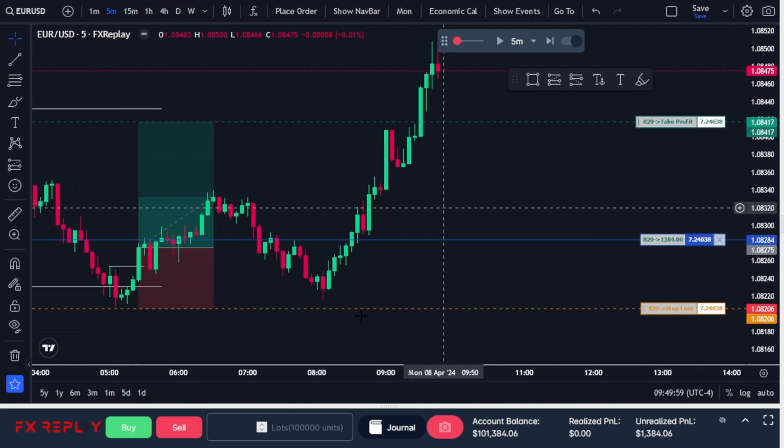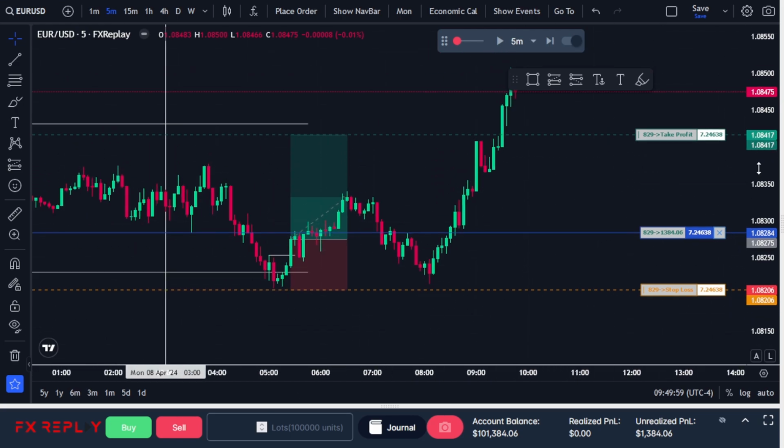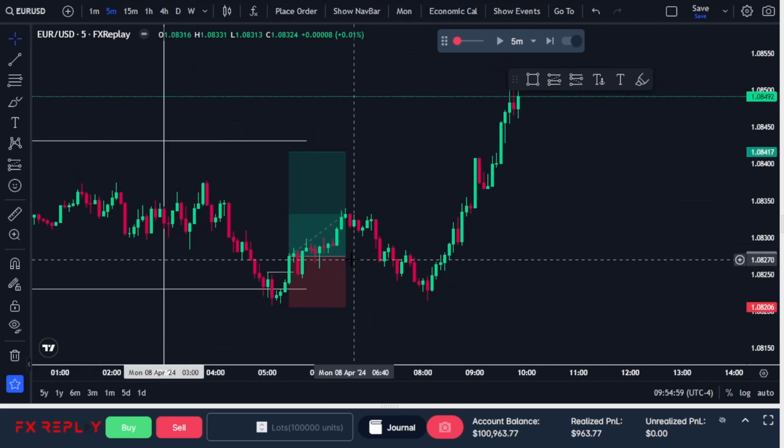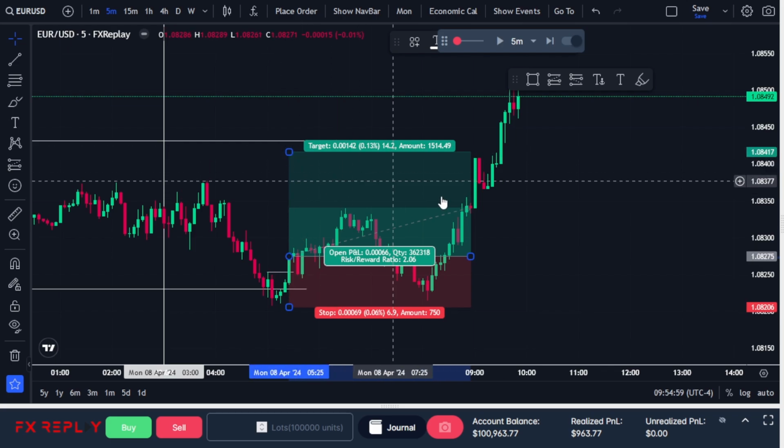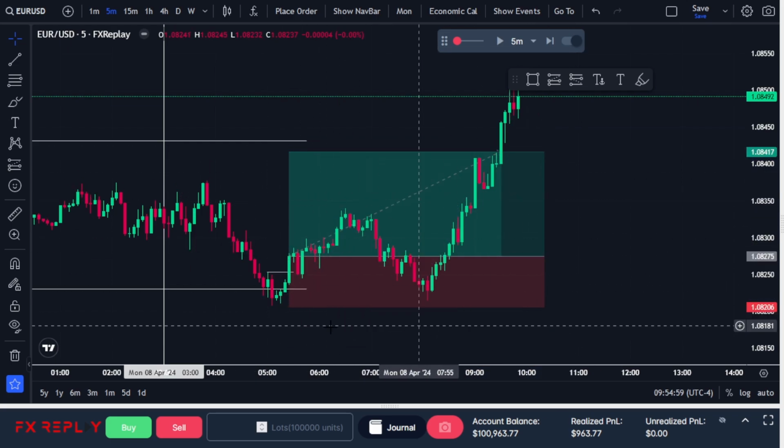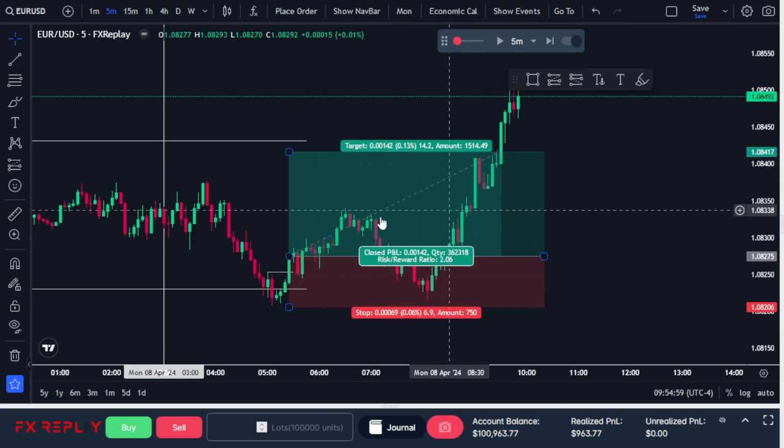Just like that, we had a nice 1 to 2 risk to reward ratio trade. You don't have to go break even or take any partials on the way. You just have to let it run until it hits either your stop loss or take profit.